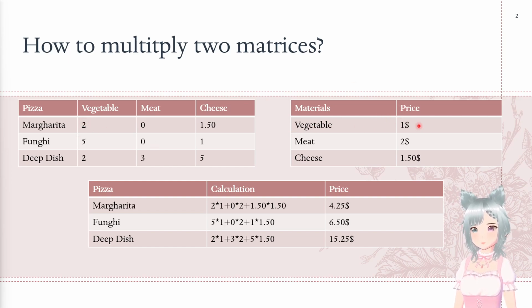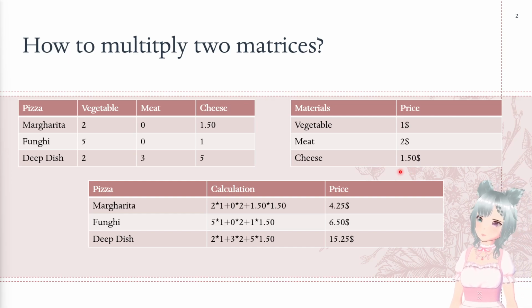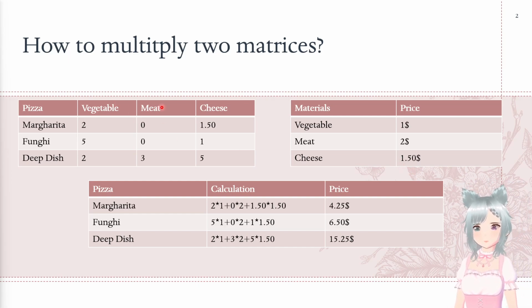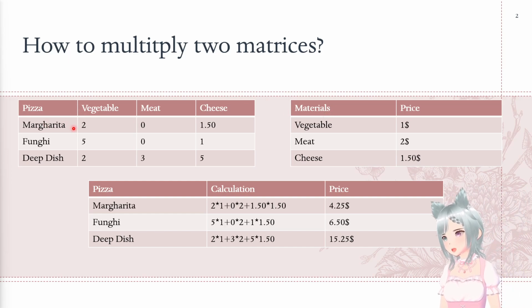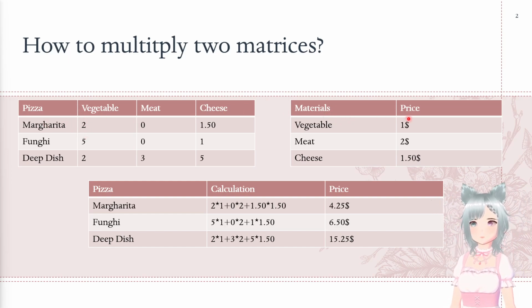So now if we want to calculate how much each pizza costs, we need the prices for each cup. So here is the price for each cup. We have vegetable, which is $1 per cup, meat, which is $2 per cup, and cheese, which is $1.50 per cup.